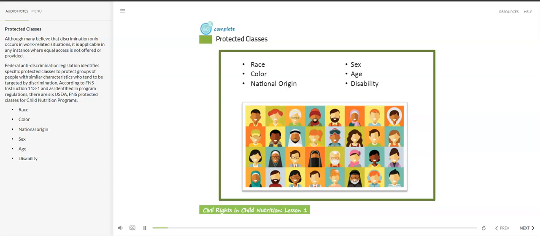Protected classes. Although many believe that discrimination only occurs in work-related situations, it is applicable in any instance where equal access is not offered or provided. Federal anti-discrimination legislation identifies specific protected classes to protect groups of people with similar characteristics who tend to be targeted by discrimination. According to FNS Instruction 113-1 and as identified in program regulations, there are 6 USDA FNS protected classes for child nutrition programs: race, color, national origin, sex, age, disability.